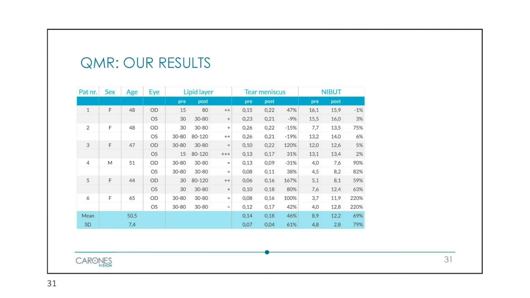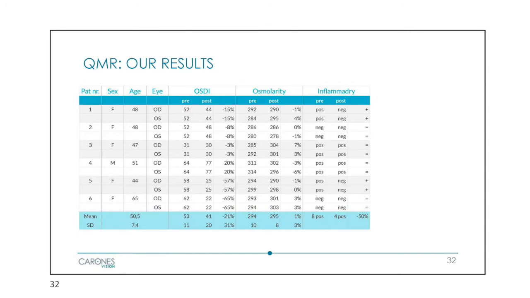And as you can see, now I go back to the previous slide, you can see that in the post-operative evaluation, the majority of patients had an improvement in the lipid layer thickness, an improvement in the tear meniscus, an improvement in the NIBUT values, and also the OSD, of course, decreased, and the inflammatory test shifted from positive to negative.